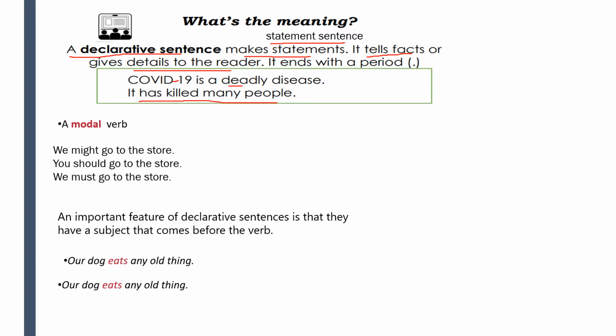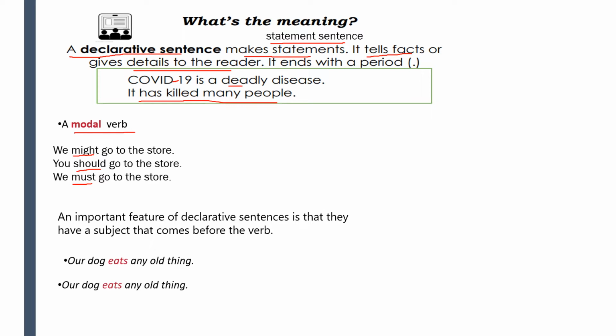Sometimes we have modal verbs in sentences. Example, we might go to the store. Might is a modal verb. You should go to the store. Should is a modal verb. Must is a modal verb. These sentences are not imperative. Okay? These are declarative because of the modal verbs.